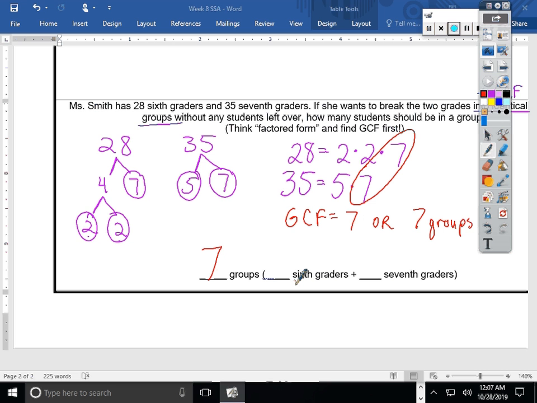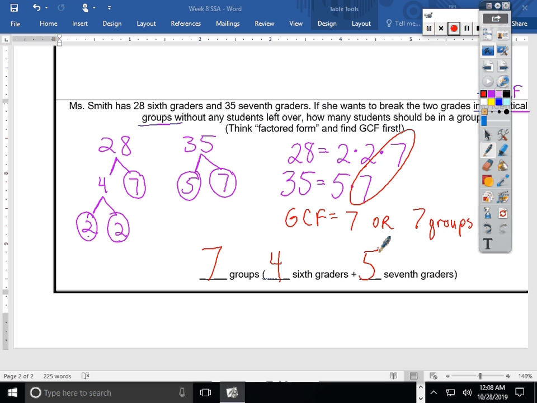Well, taking a look here, I could really look at my extra factors. Or I could say, how many times does 7 go into 28? 7, 14, 21, 28, it goes in 4 times. You're going to get yourself 4 6th graders in each group. Next, I'd say, how many times does 7 go into 35? And you might say, oh, it goes in there 5 times. So I'm going to get 5 7th graders in each group. This really is a final answer.